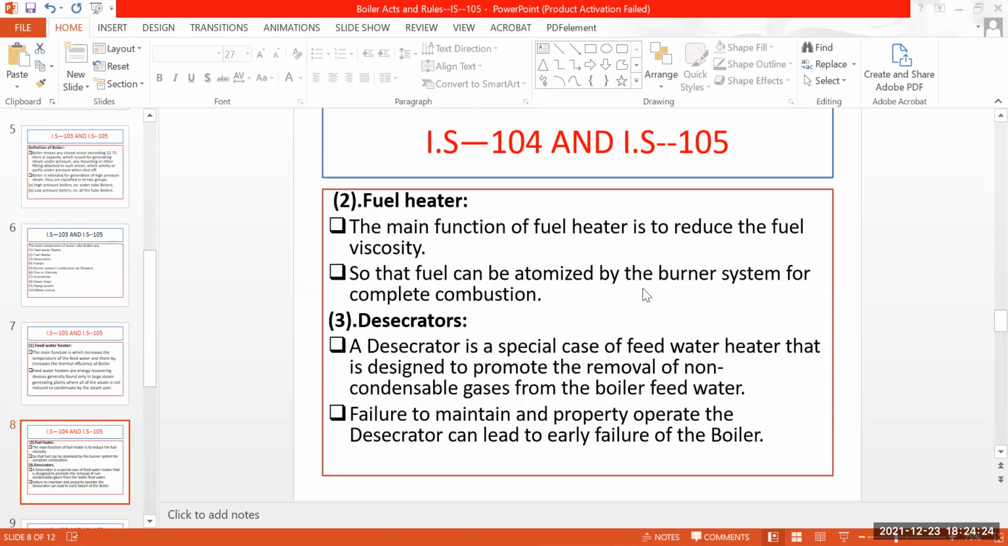Okay, and in case of any failure to maintain that one, improperly operating the deaerator can lead to early failure of the boiler also. That's what it might be. There is some spelling mistake here, just ignore that one.